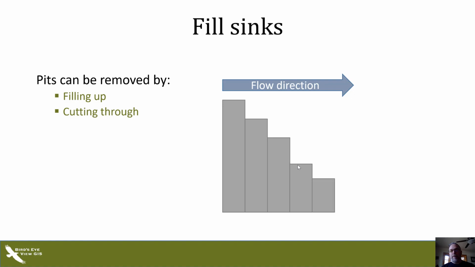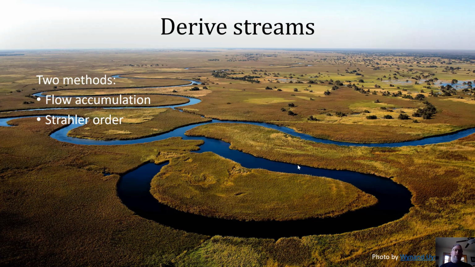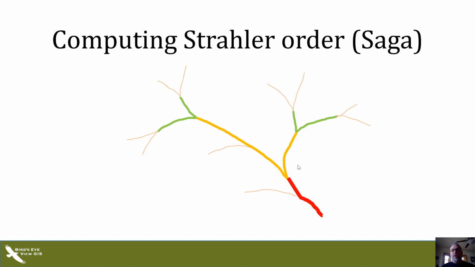The next step is to derive streams, and we show you two different methodologies, flow accumulation and Strahler order. So the Strahler order is a technique developed by a hydrologist named Strahler, and you start out with two of the smallest tributaries, which would be a Strahler order 1. Where those two order 1 streams converge, it turns into a Strahler order 2 stream. Where two Strahler order 2 streams converge, that results in a Strahler order 3.